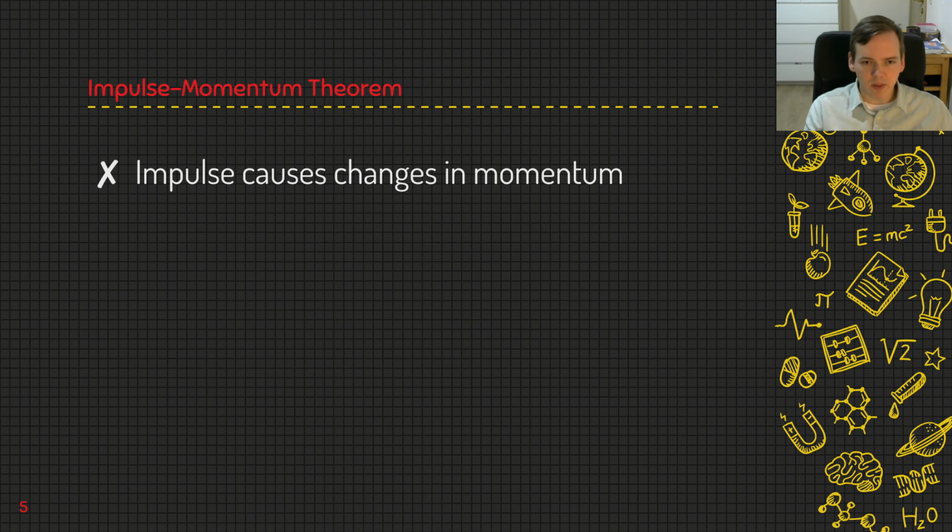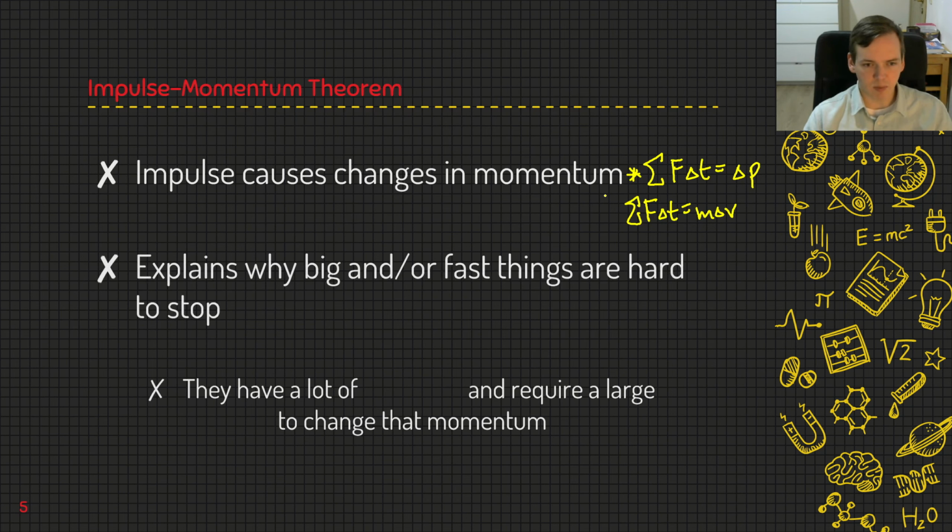The impulse momentum theorem is that impulse causes changes in momentum. In other words, net force times delta t equals delta p. Or if you prefer, sometimes you'll see it as net force times delta t equals m delta v. But this first form is more generalizable. It just says that the impulse equals the change in momentum.